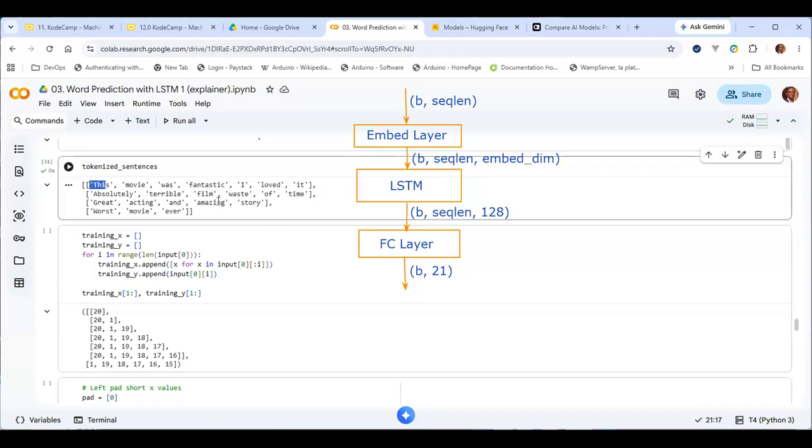So you would take this and you would generate 6 entries. The first is the one that starts with this. The next one is this movie. The next one is this movie was. That's 3. The fourth one is this movie was fantastic. The fifth one is this movie was fantastic I. And the sixth one is this movie was fantastic I loved.